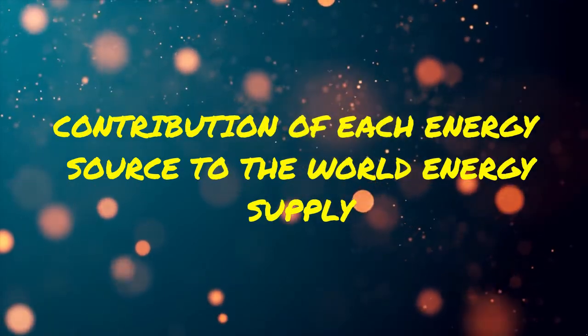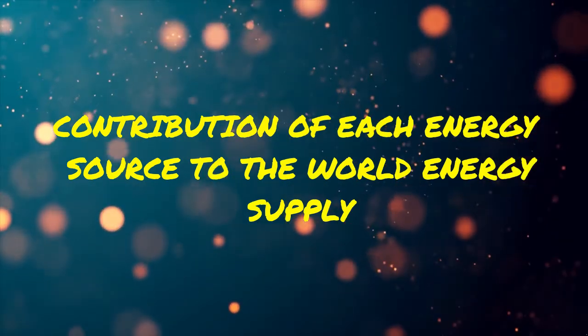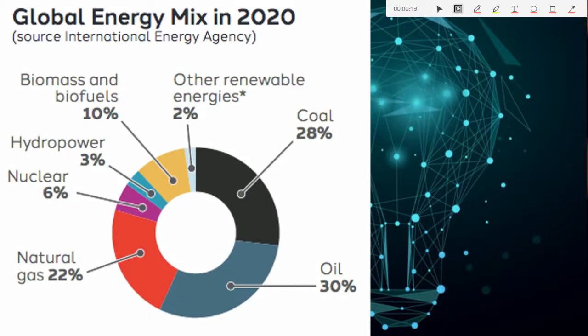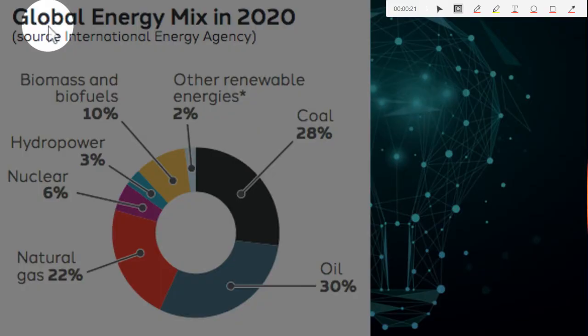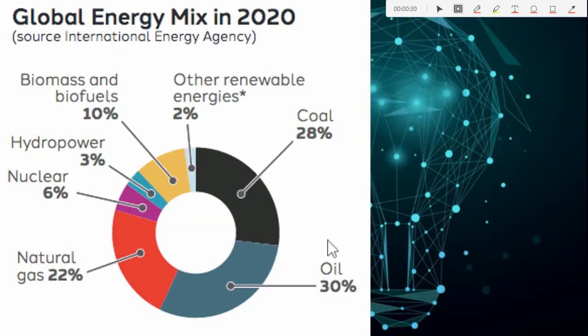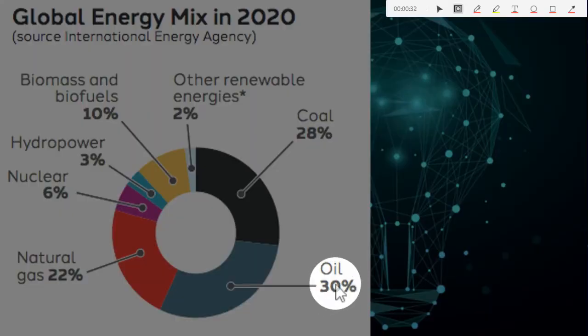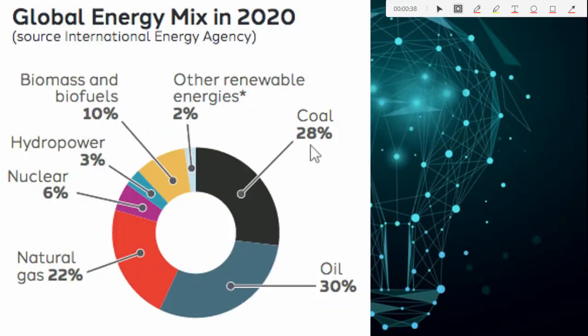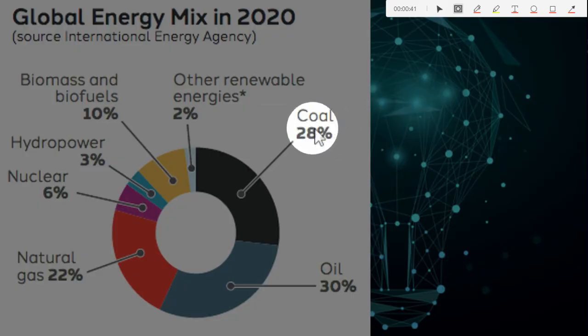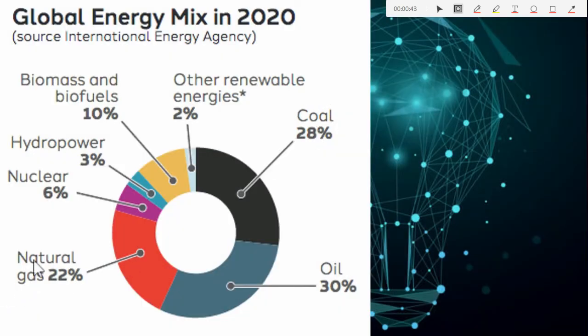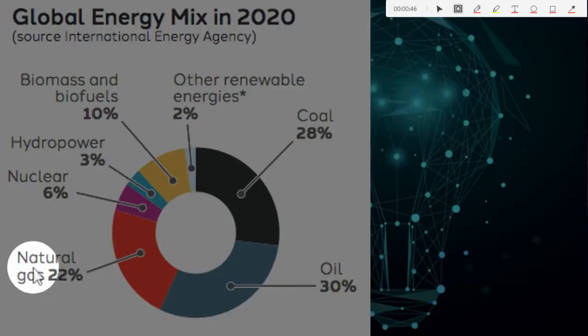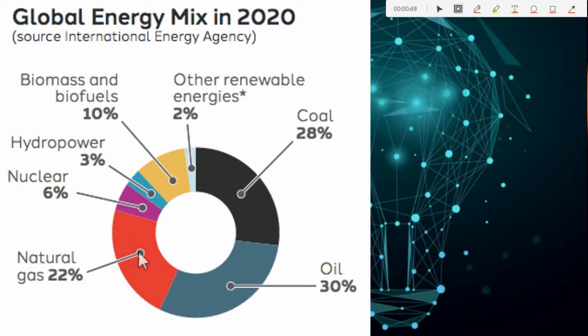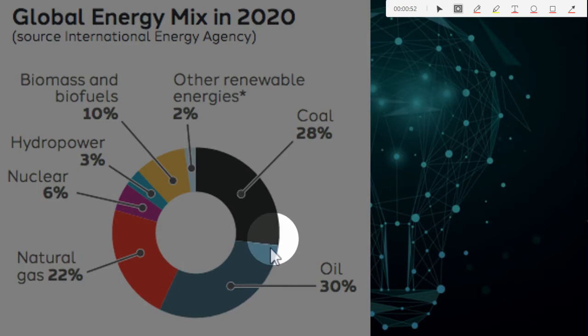Let's go ahead and take a look at the contribution of each energy source to the world energy supply. We can call this global energy mix, and I'm going to base my discussion on the 2020 data from the International Energy Agency. According to this diagram, it shows that 30% of world energy is produced from oil, while 28% of energy is got from coal. In third position, we have natural gas, which is 22%. And all these three are non-renewable energy, or what we call non-clean energy.